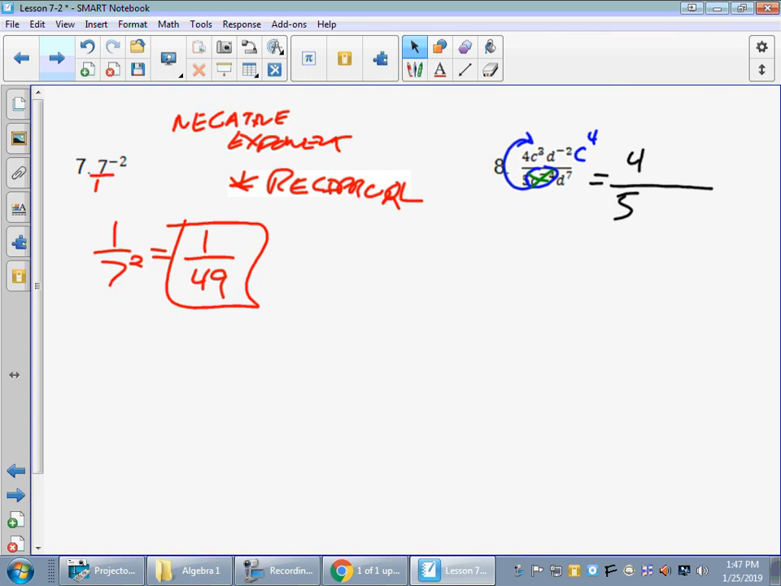Same thing with the d's. With the d, I have to take this d to the -2, and I've got to bring that to this side here. So I'm flipping the base to the other side of the fraction.